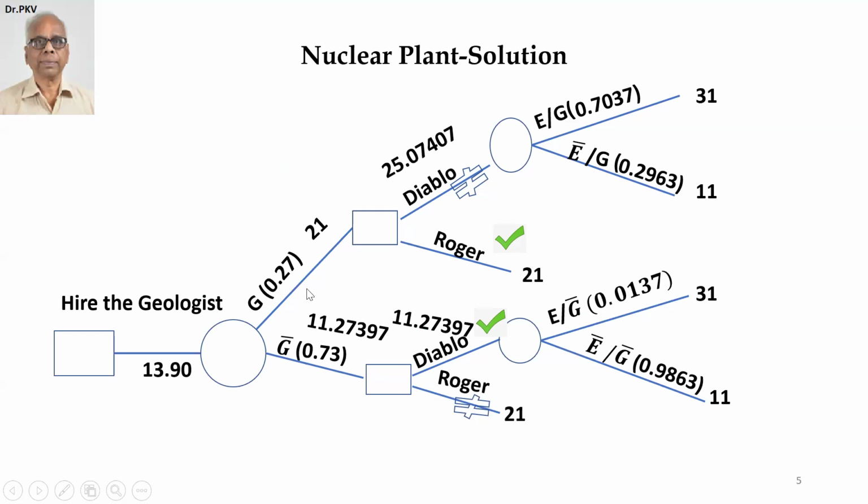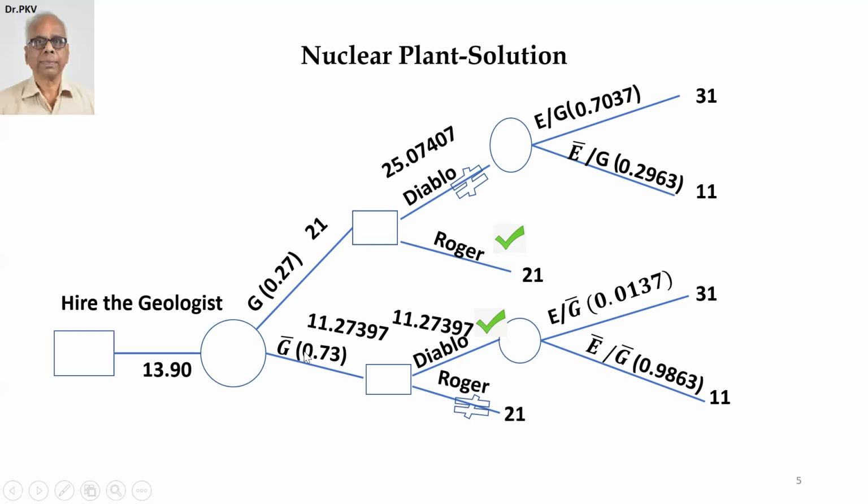When the geologist predicts the earthquake, do not build it in Roja. Sorry, build it in Roja. I'm sorry. When the geologist predicts earthquake, do not build it in Diablo. Build it in Roja because it is cheaper by about $4 million. So the green mark is build the plant in Roja when the geologist predicts the earthquake.